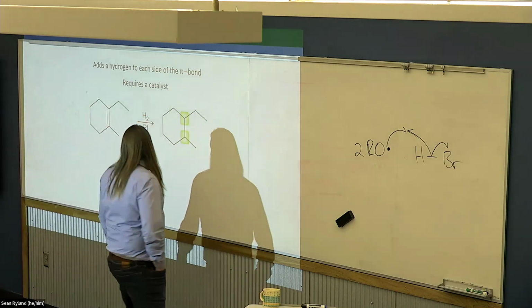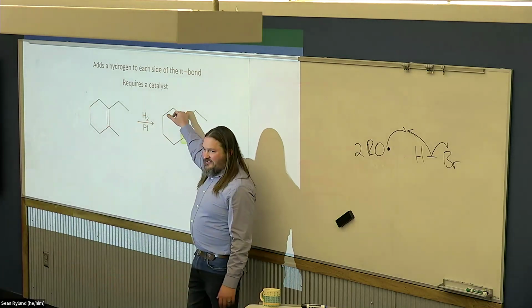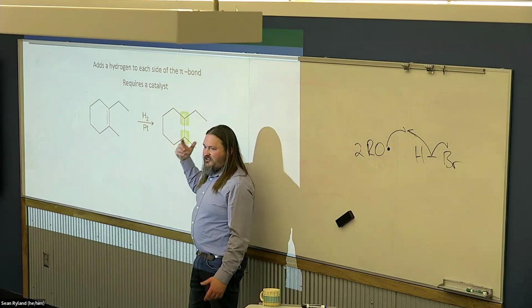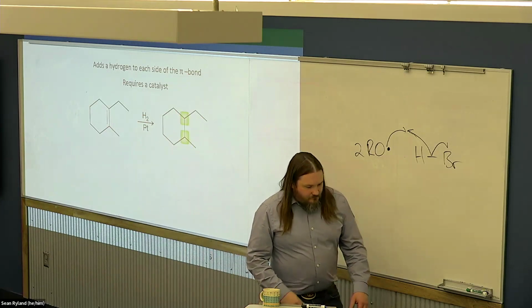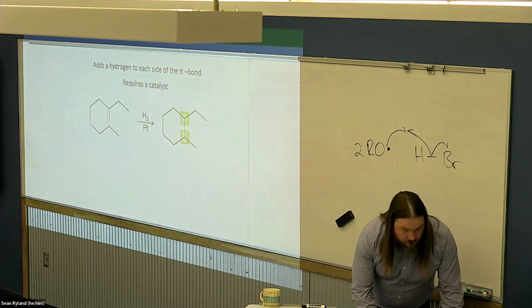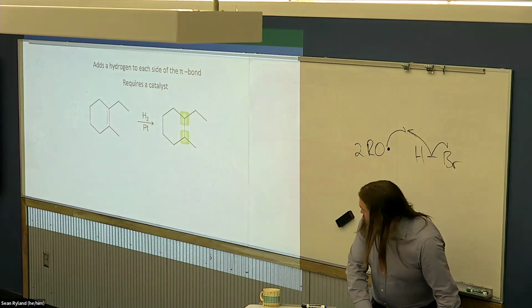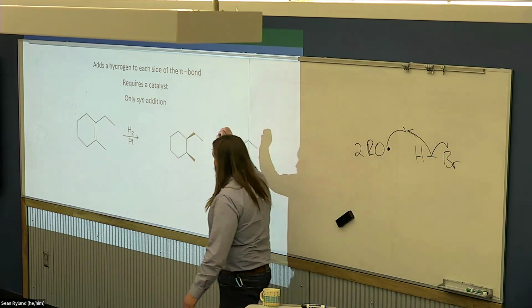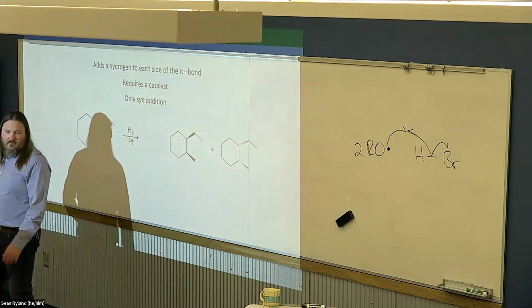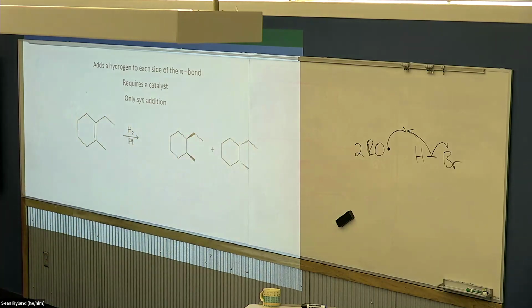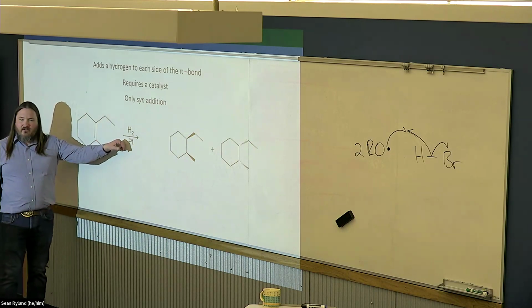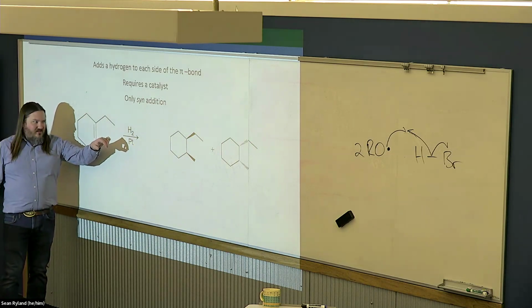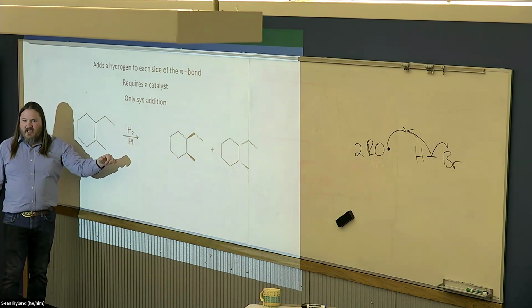The net result though is the same as before. You break your pi bond, you add something to each side. It's just both sides are hydrogen in this case. And this one we get specifically only syn addition. And we'll see this a lot. They call this heterogeneous catalysis, when you have a solid, and the solid is what's catalyzing a gas phase reaction.